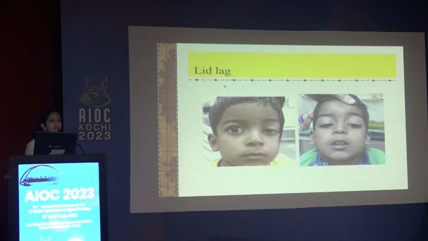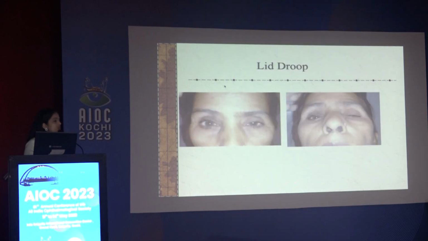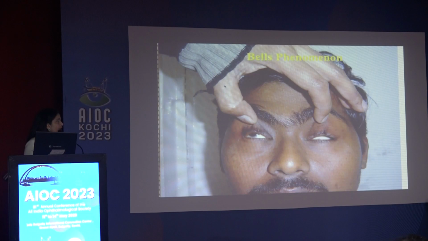Now you have to look for lid lag in the congenital variety of ptosis, because the LPS muscle is dysfunctional, fibrotic, and not able to relax properly. Whenever the patient looks down, you will see some lid lag, and lid droop is there in the aponeurotic variety of senile ptosis. Bell's phenomenon is very important preoperatively.